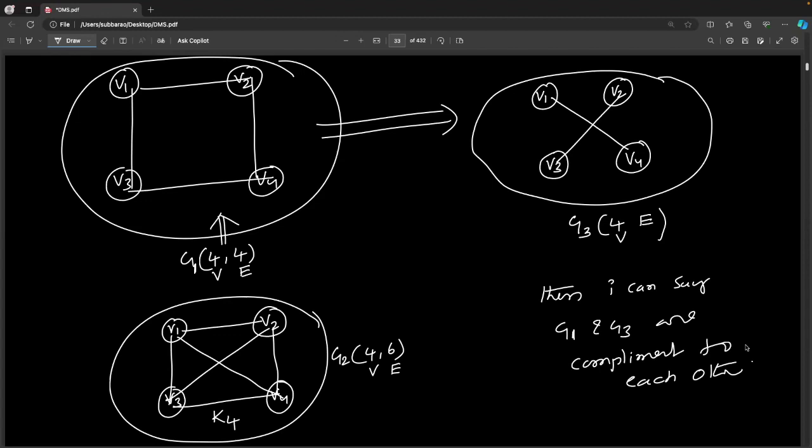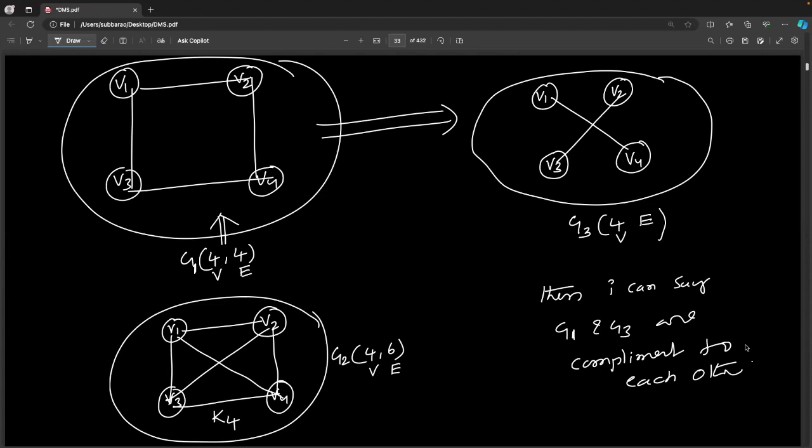G1, G3, if you do the union, what is the answer? If you take the union of G1 edges and G3 edges, you will get K4, of course. In the K4, a few edges are in G1 and the remaining edges are in G3. If you take the union of the edges, since the vertices are the same, you will get a complete graph.